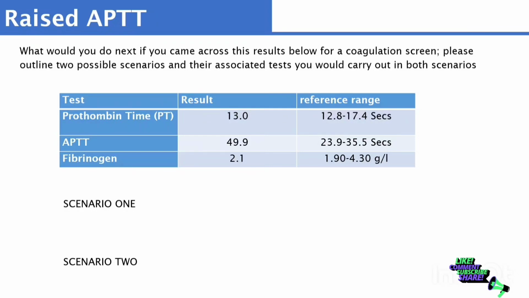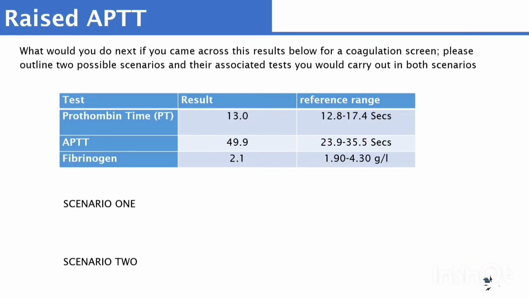The two possible scenarios here I would want you to think about are, one, is the patient on heparin or an anticoagulant? If not, is it possible that this patient has a factor deficiency or inhibitors? That's the two scenarios. One, is the patient on anticoagulant? Two, is it a factor deficiency or is it an inhibitor?